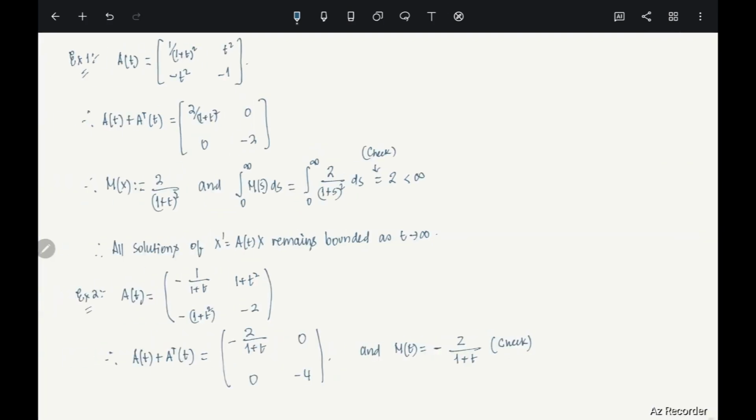Since this is the case, therefore, what do you have? The integral from 0 to infinity of m of t dt, if you calculate that part, will be nothing but the integral from 0 to infinity of minus 2 by 1 plus t dt, right? And that is going to be minus infinity if you calculate it. Therefore, by the theorem, all solutions of the differential system x prime equals A times x go to 0 as t tends to infinity.